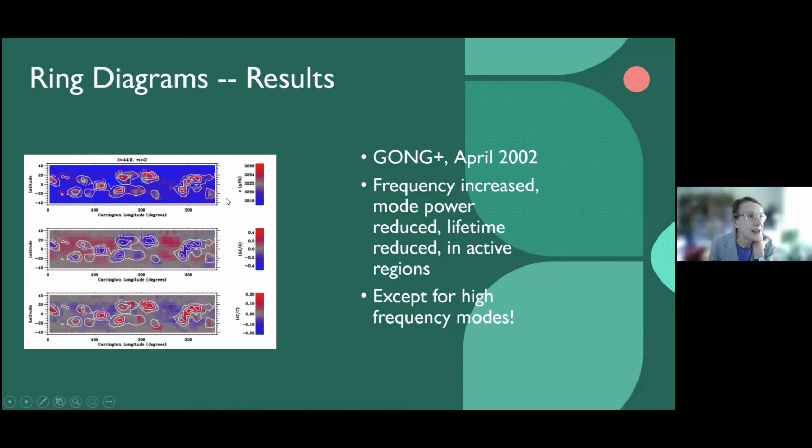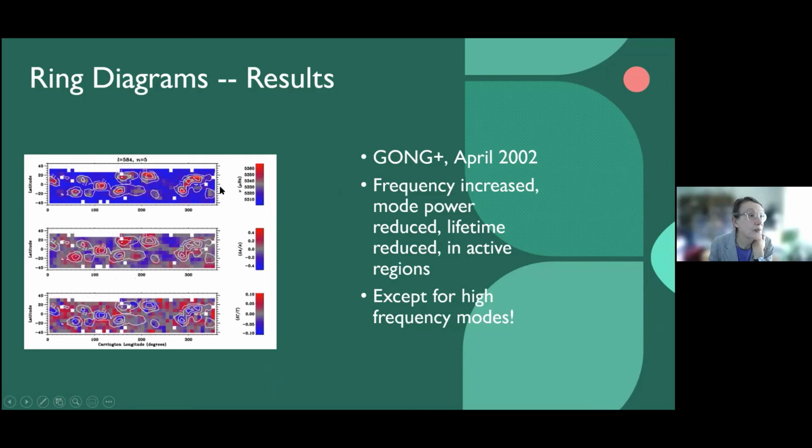So you can see that the frequency is increasing where the activity is, and the power is decreasing, and the amplitude and the line width is increasing. But then if you look at a very high frequency mode, this one's around the acoustic cutoff, you can see that the amplitude has actually gone up in the active regions, and the line width has gone down.